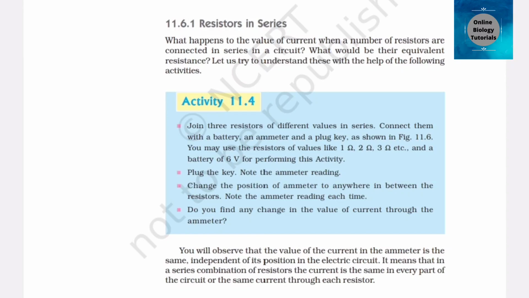Plug the key. Note the ammeter reading. Change the position of the ammeter to anywhere in between the resistors. Note the ammeter reading each time. Do you find any change in the value of current through the ammeter? You will observe that the value of the current in the ammeter is the same independent of its position in the electric circuit. It means that in a series combination of resistors, the current is the same in every part of the circuit, or the same current flows through each resistor.